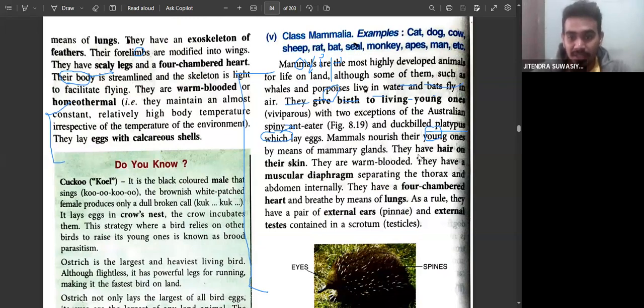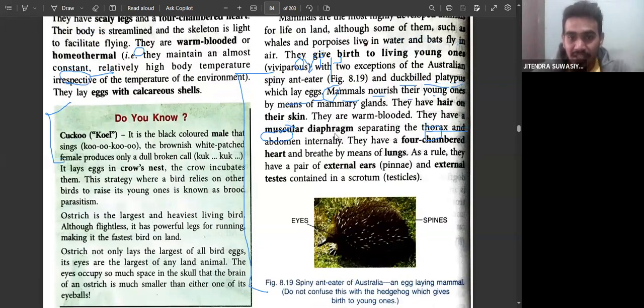Mammals nourish their young ones by means of mammary glands. They have hair on their skin. They are warm-blooded. They have a muscular diaphragm separating the thorax and abdomen internally. They have a four-chambered heart and breathe by means of lungs. As a rule, they have a pair of external ears, that is ear pinna.